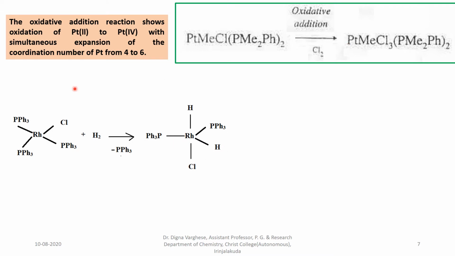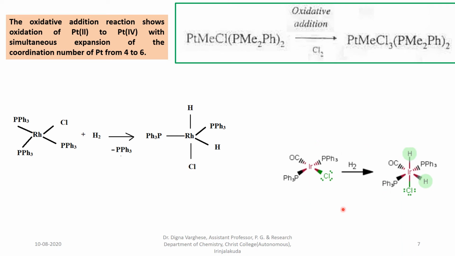Another example is the hydrogenation reaction using Wilkinson's catalyst. Here the first step is addition of hydrogen to the catalyst, formed by the elimination of a triphenylphosphine group to form a hydrido complex, and it is an oxidative addition reaction. Here the coordination number increased by 1 unit, and the oxidation number increased by 2 units.